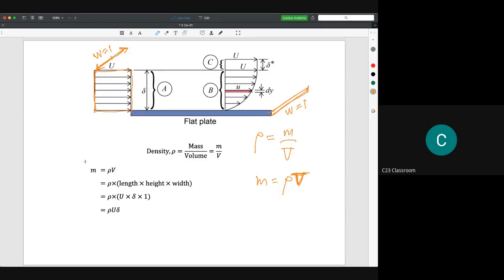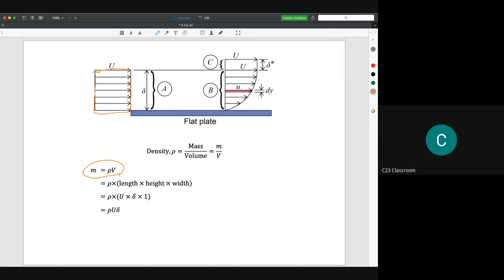So to calculate the mass here, we use the idea of rho times V. The volume is the length times height times width. We assume that the width here is equal to 1, and the height here is equal to delta. And the length is the velocity of this area. So this is the basic idea to calculate the mass for this area.